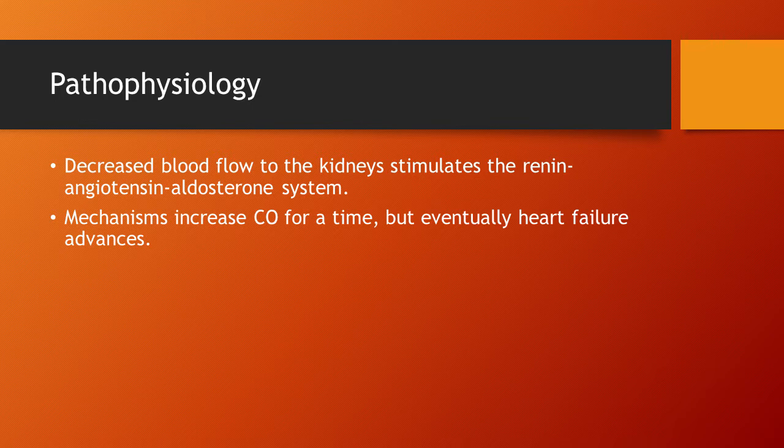Additionally, stimulation of the renin-angiotensin-aldosterone system by decreased blood flow to the kidneys means the heart has to work even harder to pump against the high pressure. Aldosterone encourages sodium and water retention and increased blood volume, meaning increased preload. These compensatory mechanisms do increase cardiac output for a time, but eventually heart failure will advance.